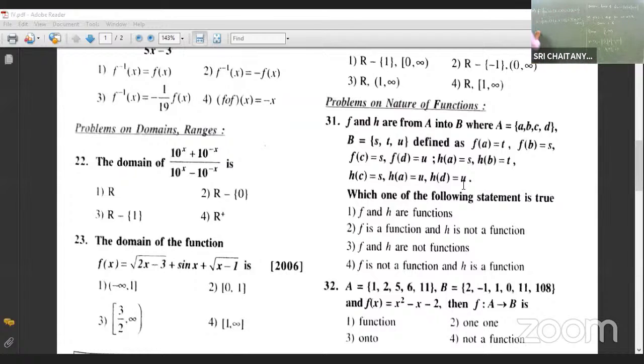So, first of all, F is a function. H is not a function since the element small a has two images, s comma u. Hence, it is not a function. Copy this one.